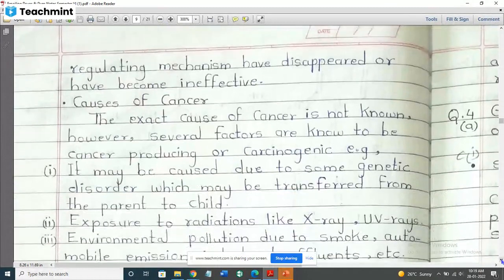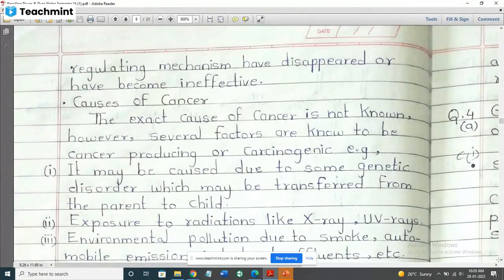In the initial state, we cannot identify it. Very few people can be identified by performing the test. In the maximum cases, it is a hidden process, continuing until the last step, and at the last step, generally we do the test and find out tumors or any enlargement of a part of the body. At that time, the third step of cancer is detected. So generally it is hidden until the last step. Very few people can identify these changes. So regulating mechanisms have disappeared, have become ineffective.